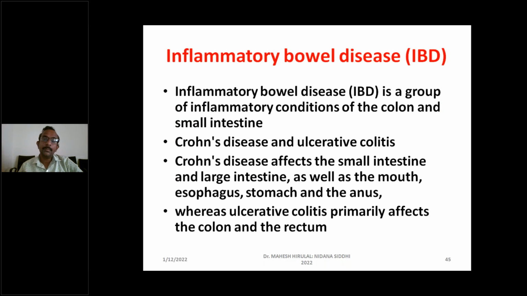IBD, inflammatory bowel disease, is another important condition in the present day scenario. We will have many patients of IBD and IBS. So there is a difference between IBD and IBS. Inflammatory bowel disease is a group of inflammatory conditions of the colon and the small intestine. The most common disorders are Crohn's disease and ulcerative colitis, where the colon and the small intestine become inflamed.